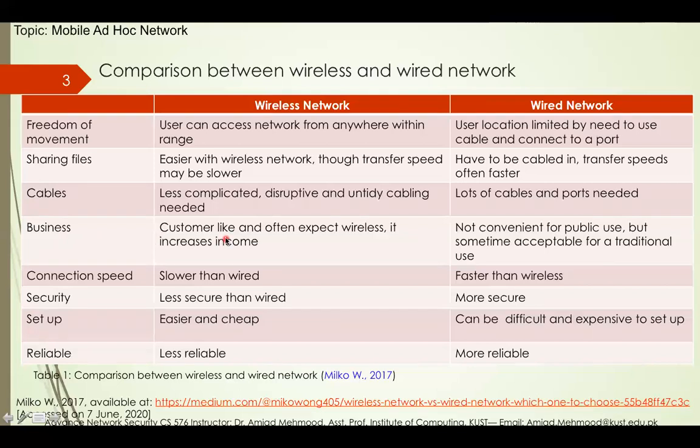In business prospect, customers like and often expect wireless because it increases their income, whereas a wired network is not convenient for public use, sometimes acceptable for traditional use. As far as connection speed is concerned, wireless networks are slower, and wired networks are faster as compared to wireless networks. As far as security is concerned, wireless networks are less secure than wired, whereas wired networks are more secure. As far as setup is concerned, it is easier and cheaper to set up a wireless network, whereas a wired network can be difficult and expensive to set up. Wireless networks are less reliable than wired networks.